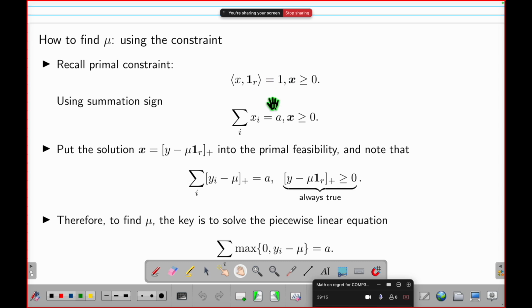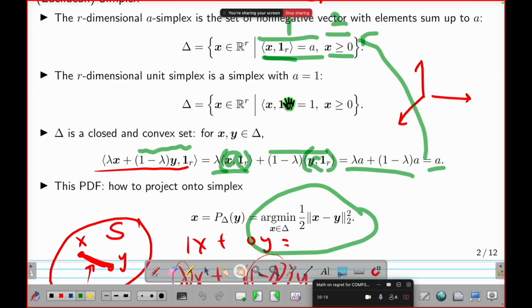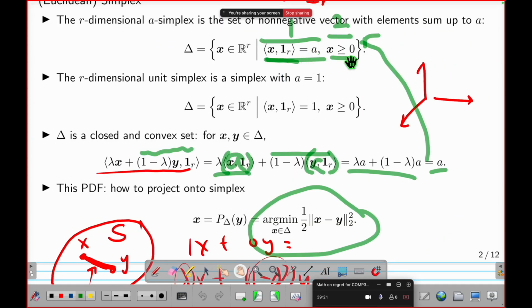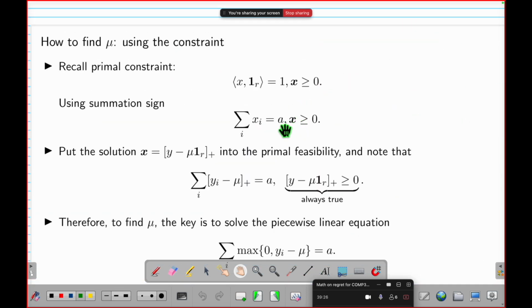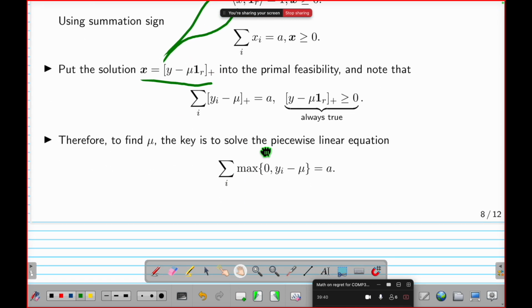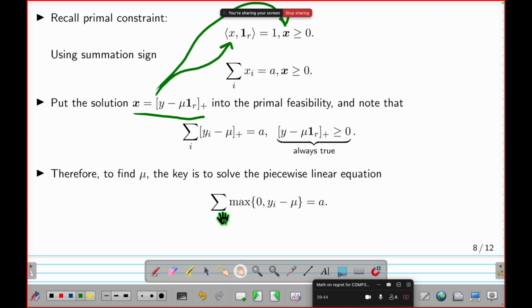Recall, I have a constraint. What's the constraint? Let me go back to the very beginning. What's the set we have? Inner product is A, x larger than 0. Okay, so now I have x equal to something related to mu, right? So what I can do is, this is the solution. I can put everything here, replace it by this thing, right? So if I replace this, what I will have is this. Okay, this is A. I made a mistake. This is A. This is A.